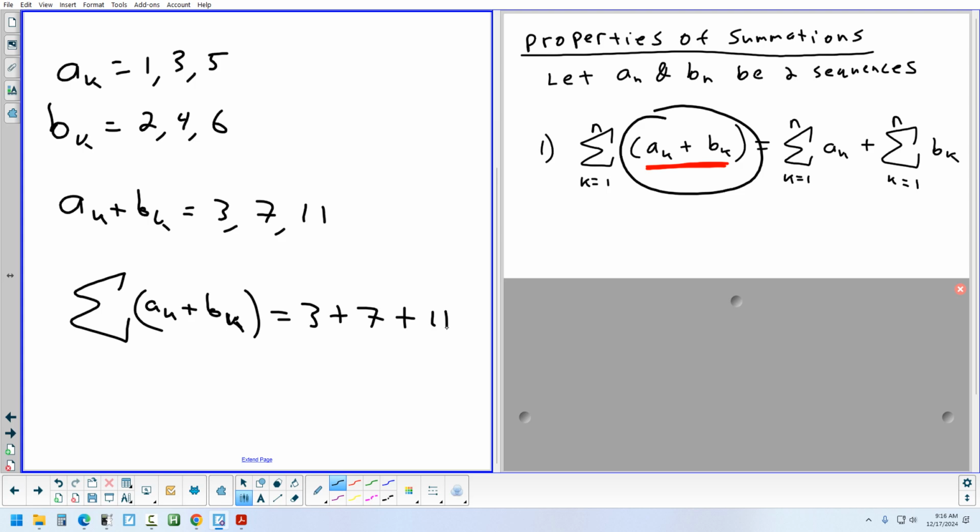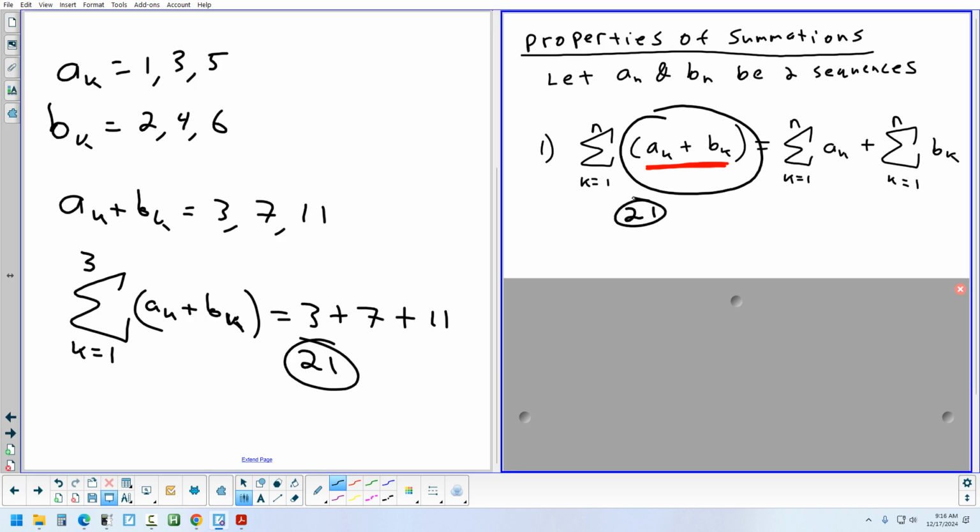That's what that symbol means, to put a plus sign between each number that you just found. And in our particular case, we started with the first term, and we stopped with the third term. There were only 3. What's 3 plus 7 plus 11? 21. So that's doing it the way that's on the left. You get 21.